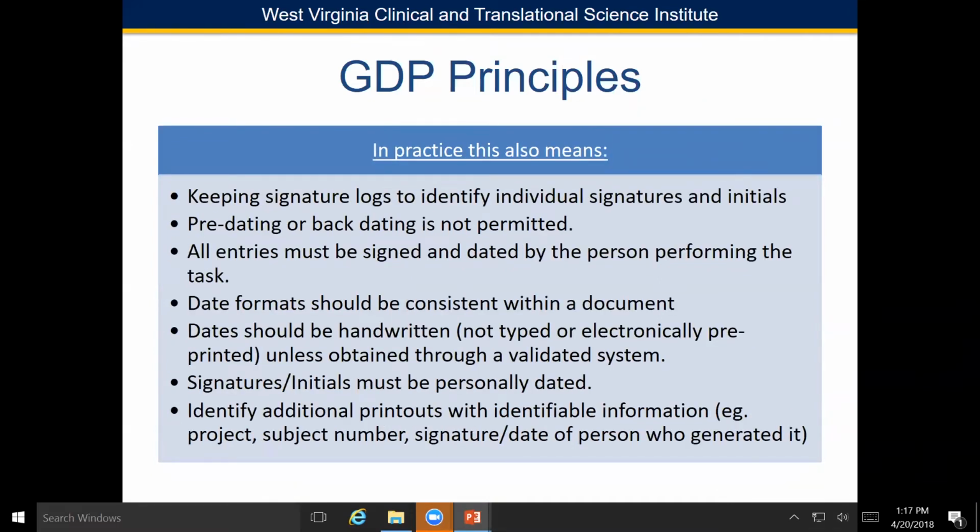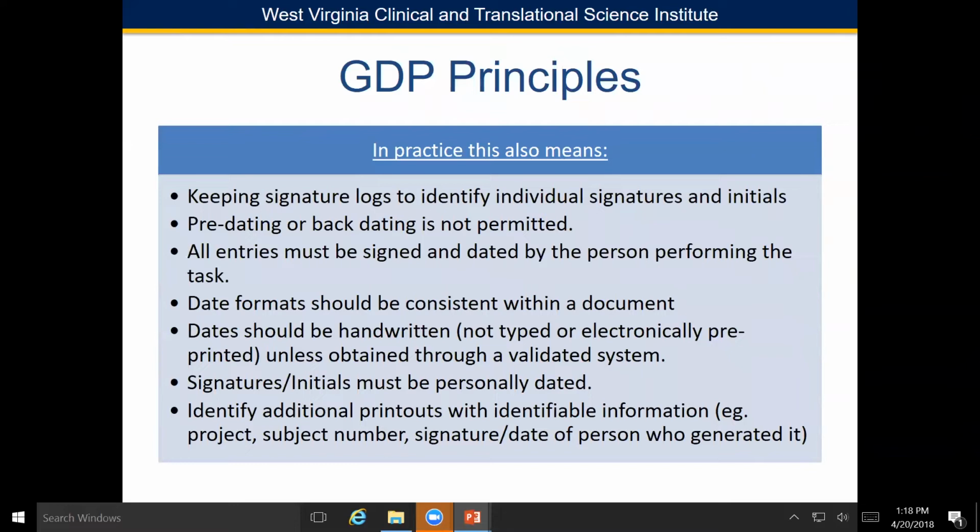And then just a few more points. Keeping signature logs to identify the individual signatures and initials. Predating and backdating is not permitted. So if you realize that something is not dated, you can date it that day if there's source data to qualify that being done, but you have to write a note to explain the situation.